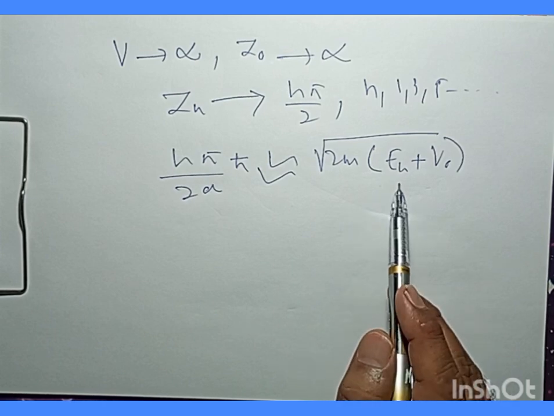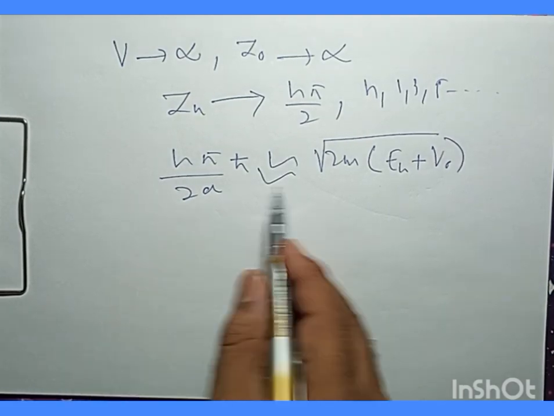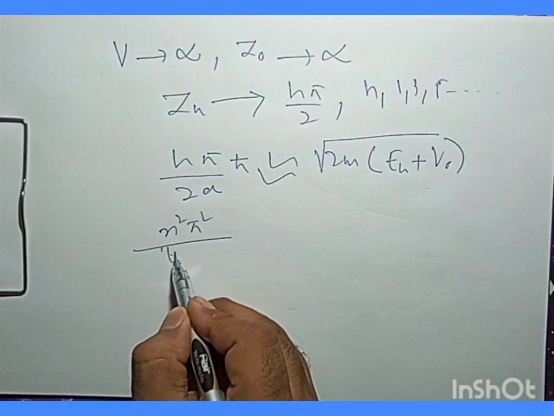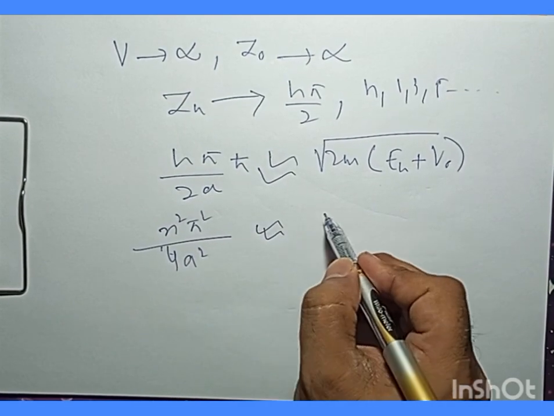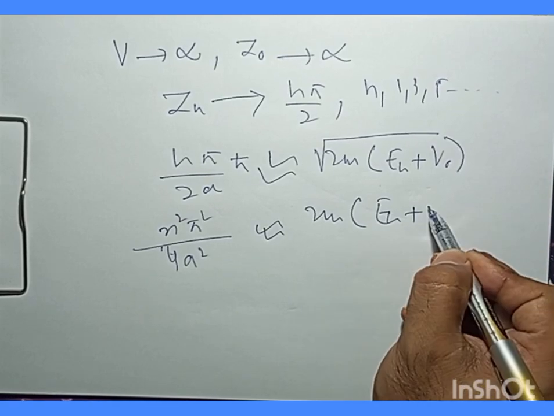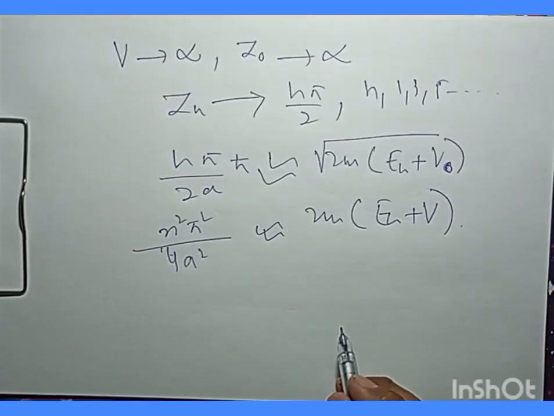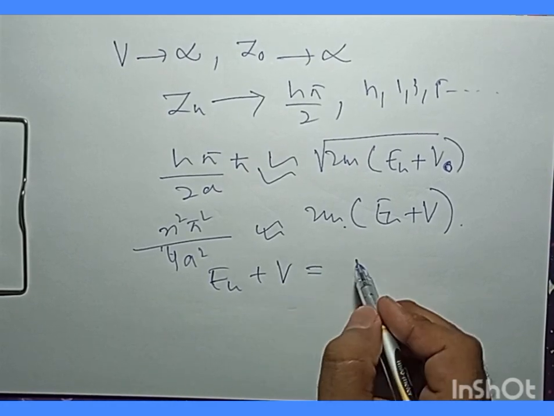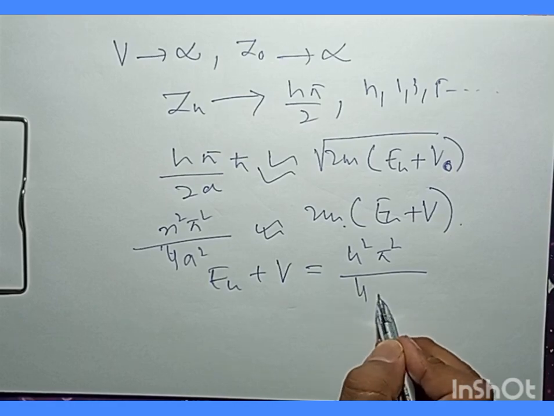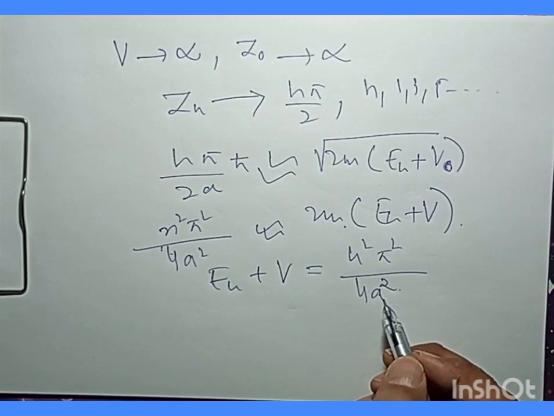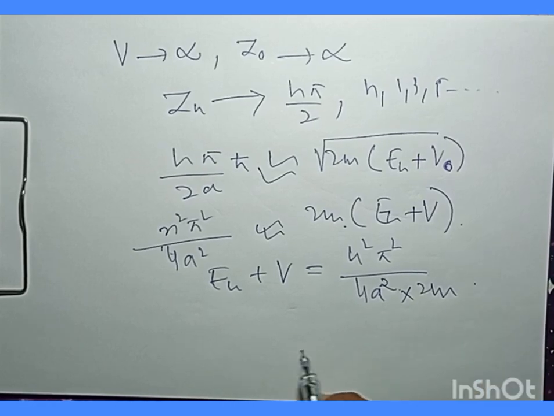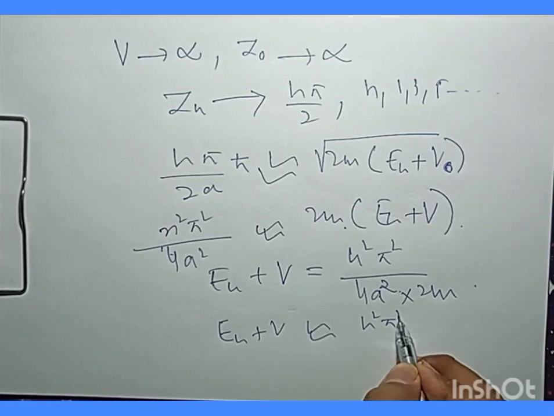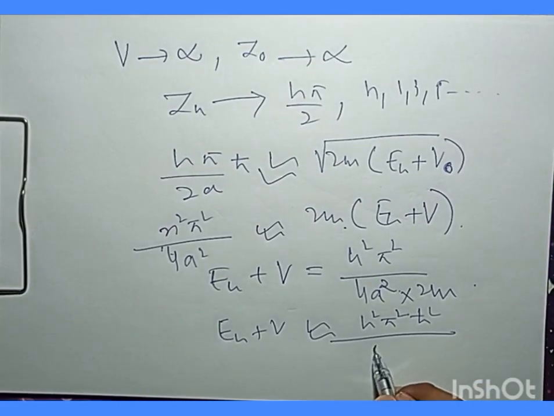That's why instead of En has been incorporated here, and we can scatter it down on both sides. We'll have n square pi square by 4. It should be 4a square is nearly equal to 2m times En plus V. And so we can write down here, 2m will come down, so we have En plus V equals n square pi square by 4a square times 2m. So En plus V is nearly equal to n square pi square h cross square by 8ma square.